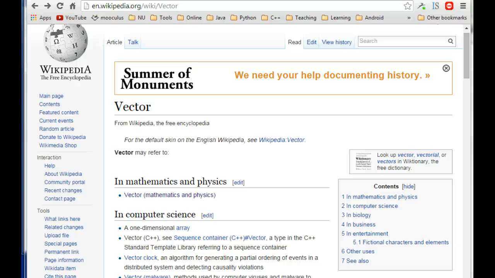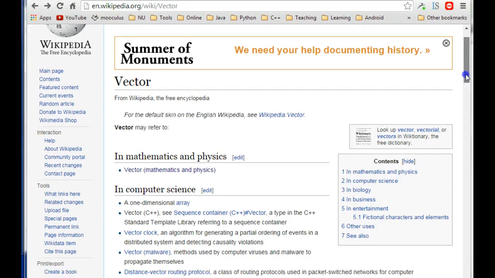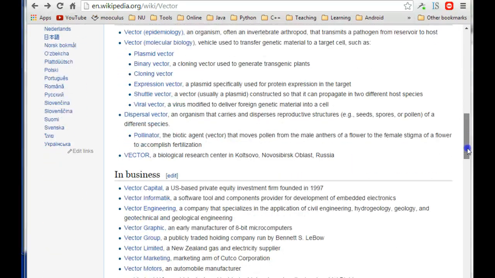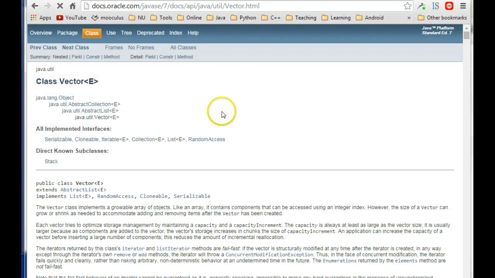A core mathematical idea in computer graphics is the vector. If you look up vector on Wikipedia, you'll see that there are a lot of different contexts in which it can occur: in math and physics and computer science and biology and so on. We're going to be talking about the math and physics context right now. We've looked at vectors in section 1.5 in the book.